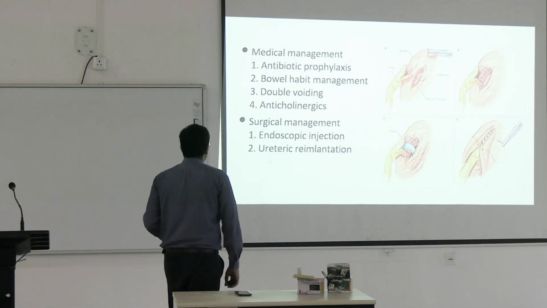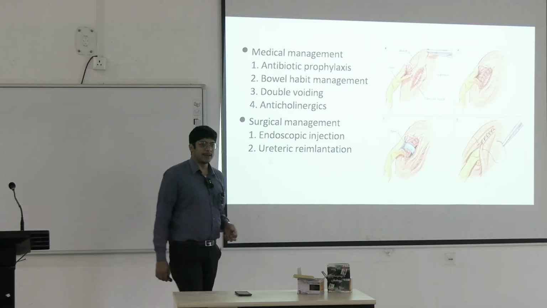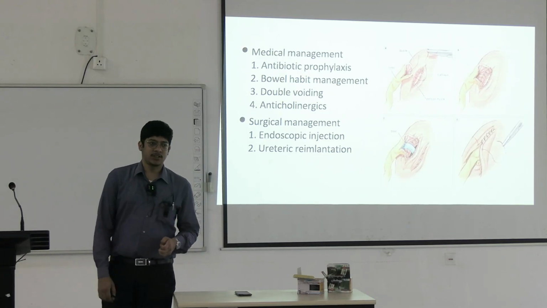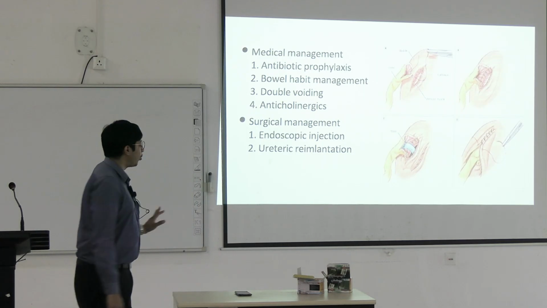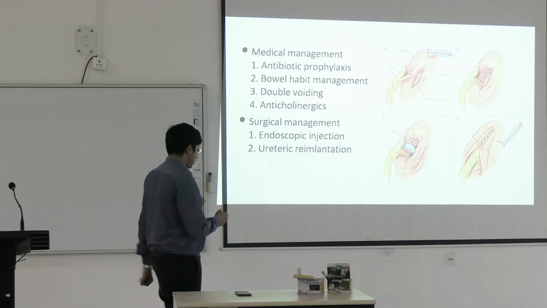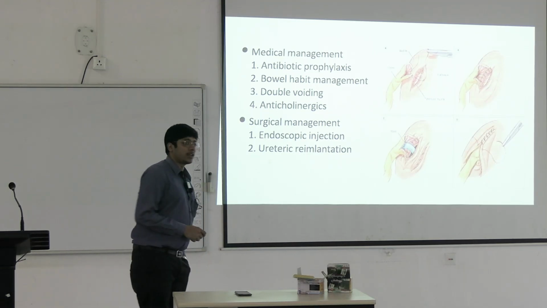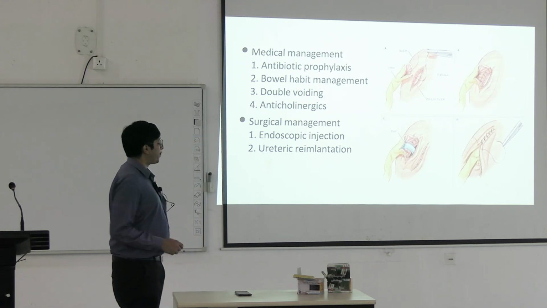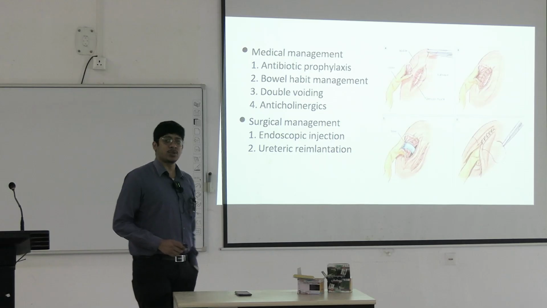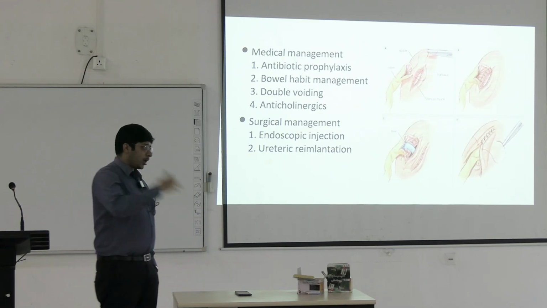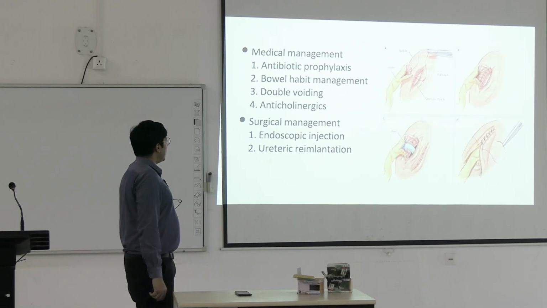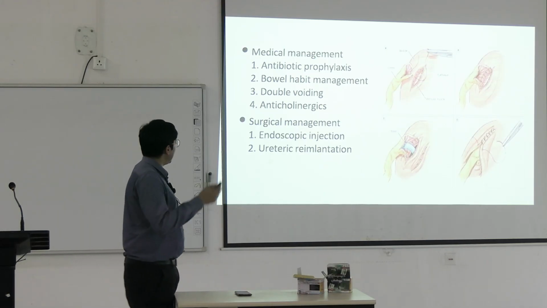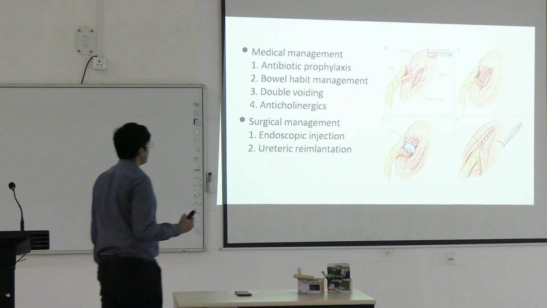What are the treatment options? One is medical management. Medical management is meant for early reflux when we are waiting for spontaneous resolution or keeping the patient under follow-up. So, what are the options for doing that? We need to give the patient antibiotic prophylaxis to prevent recurrent UTIs, proper bowel habit management, because associated constipation usually deteriorates the condition, double voiding and anticholinergics. I shall explain this to people who are interested. This is slightly complex.